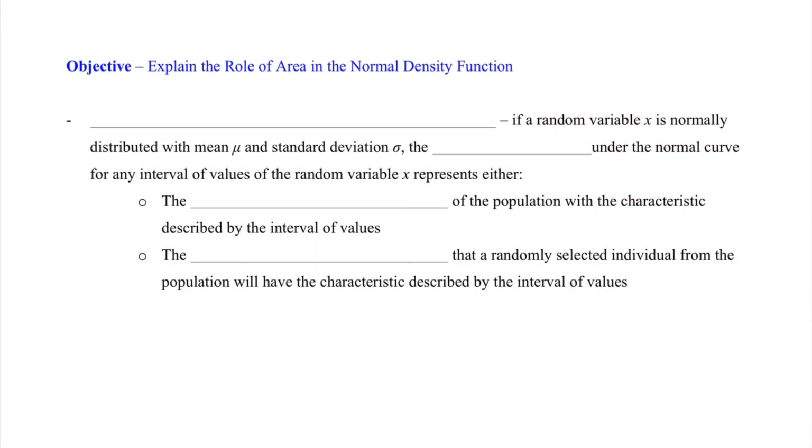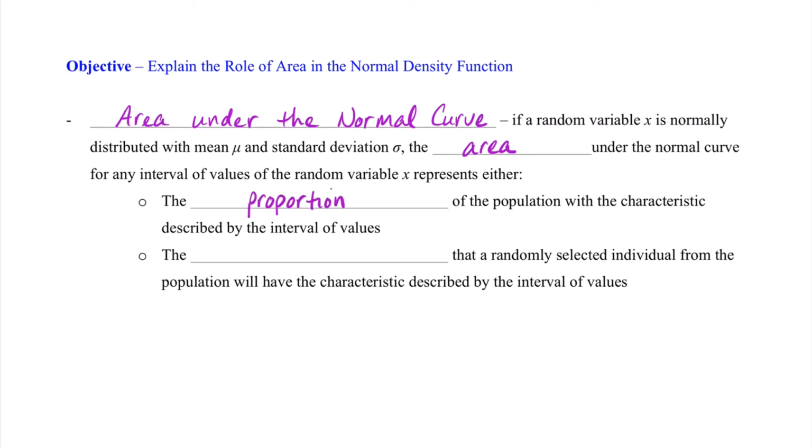And that takes us right into our next objective, where we need to explain the role of area in the normal density function. Well, the area under the normal curve has to do with a random variable x that is normally distributed with a mean mu and a standard deviation sigma. And if we have this situation, the area under the normal curve for any interval of values of that random variable x represents either the proportion of the population with the characteristic that we're describing, or the probability that a randomly selected individual from our population will have the characteristic that's under discussion as well.